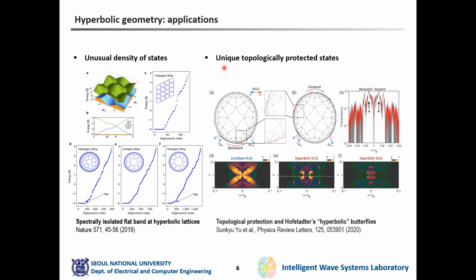It has also been reported that by empirically defining the Chern number in hyperbolic space, a unique shape of the Hofstadter butterfly is obtained, as can be seen in figures D, E, and F. You can see the spectral band becomes narrower as Q is incremented from 4 to 5 to 6.